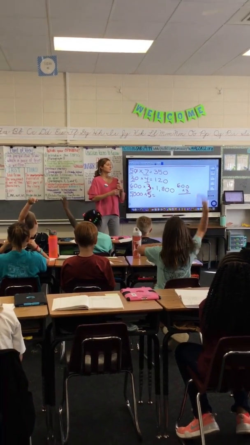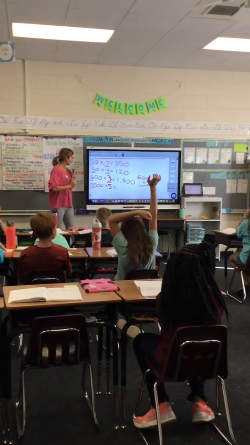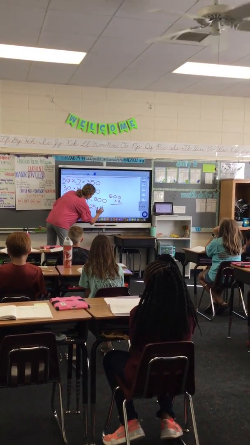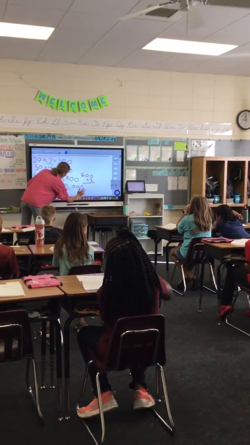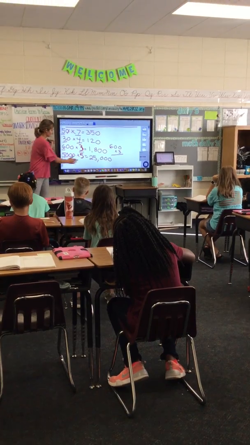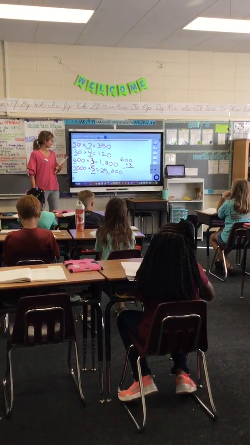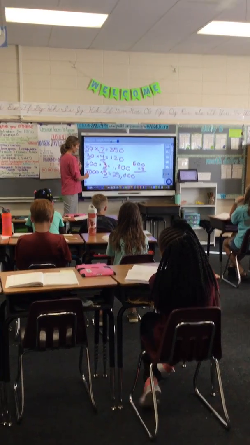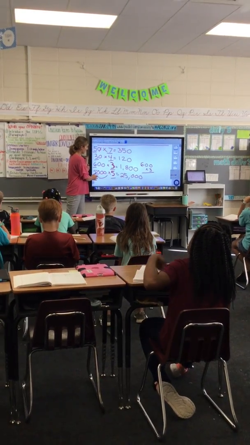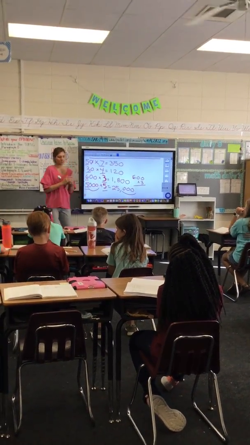5,000 times 5. Eric, what did you get? I got 25,000. Awesome, 25,000. How did you get that? I multiplied 5 times 5 and got 25, and 5,000 has three zeros. Exactly, you saw your multiplication fact, 5 times 5. You knew that was 25. You took away your thousands, so you added it back. Okay, awesome. We're gonna pause there.